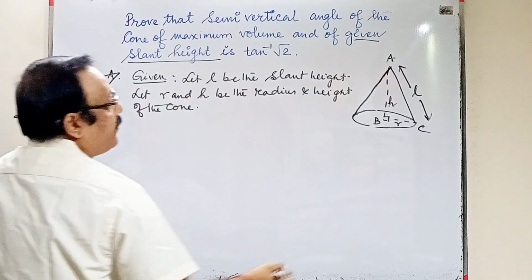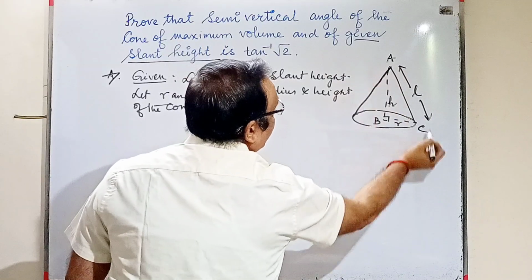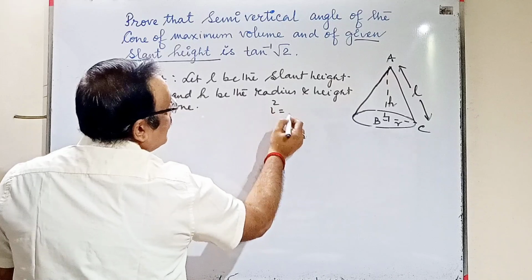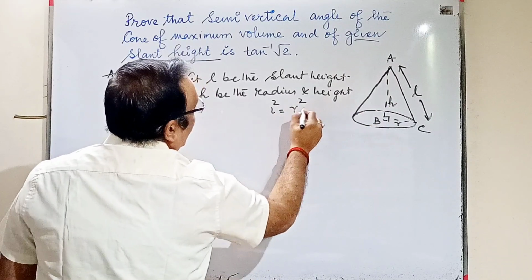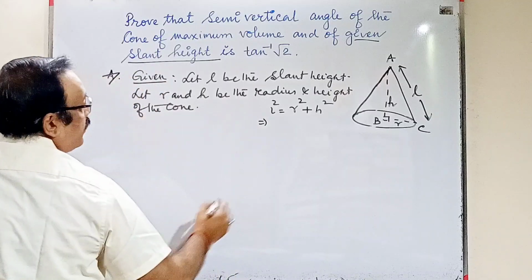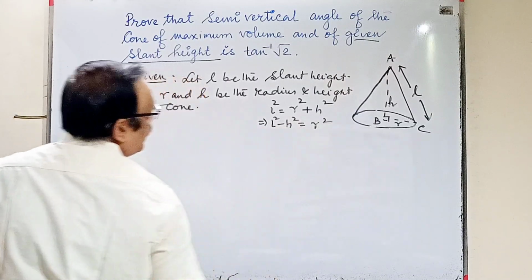Now we know in case of a cone, since this is slant height and this is R and this is H, so this is a right angle triangle. So you can apply Pythagoras theorem. So here we get L square equals R square plus H square. So from here we can get L square minus H square is equal to R square.